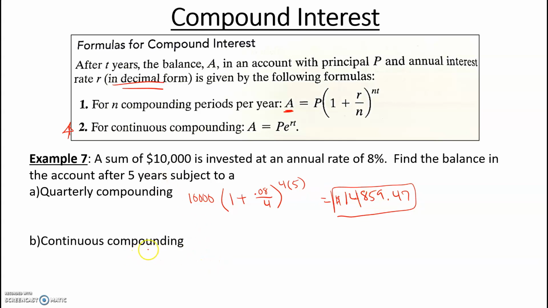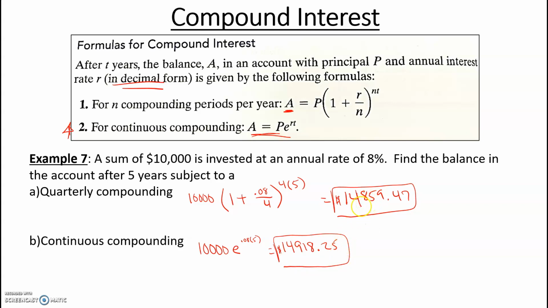Now let's see what continuous compounding will do. So we're going to use the different formula. Still your principal, so 10,000, E to the rate, again as a decimal, 0.08, times time, 5 years. And you're going to type this into your calculator as well. And we're going to get 14,918.25. So it's not a huge difference, right? It's not a huge difference, less than $100.